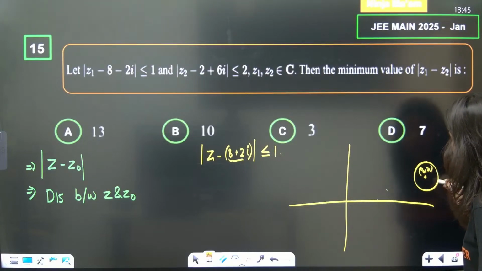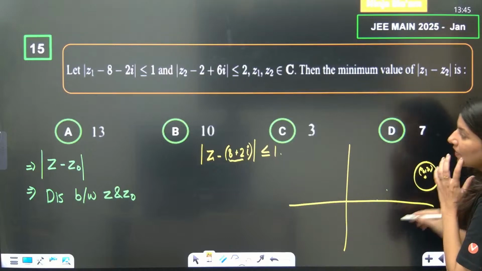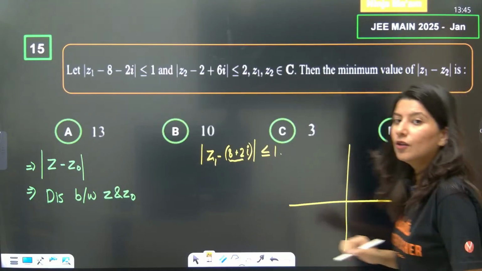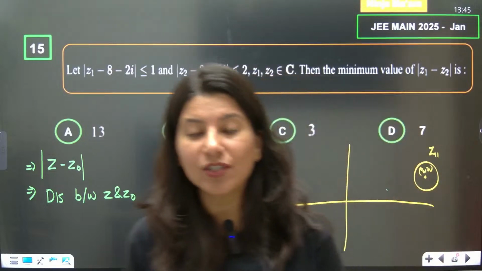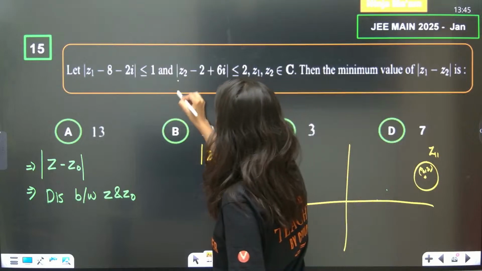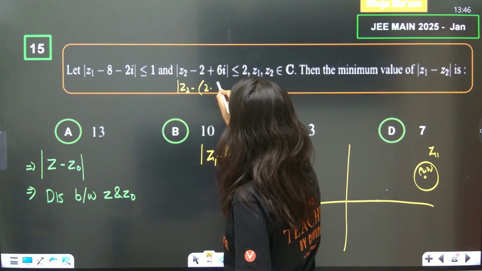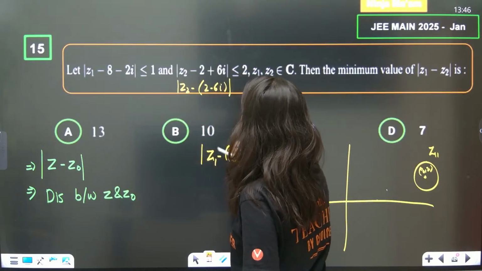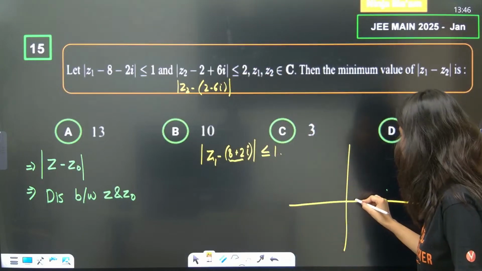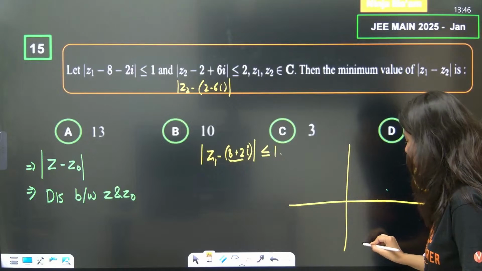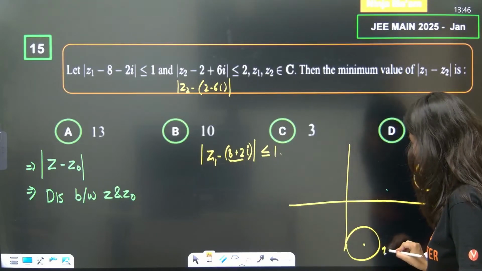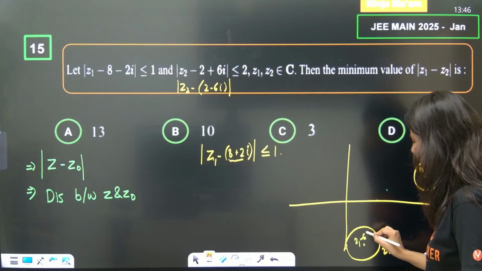And can you see this Z1? If I talk about Z1, Z1 is nothing but the locus of points which are lying on this circle or inside the circle. Same. Can you see Z2? Mod of Z2 minus, if I take common, 2 minus 6 iota less than or equal to 2, 2 is the radius. 2 comma minus 6. So 2 comma minus 6 will lie over here and it will touch the y-axis. So this is your Z2.